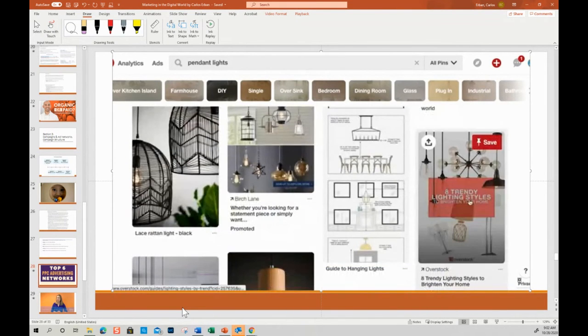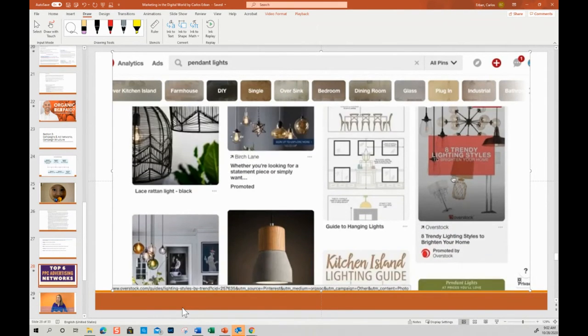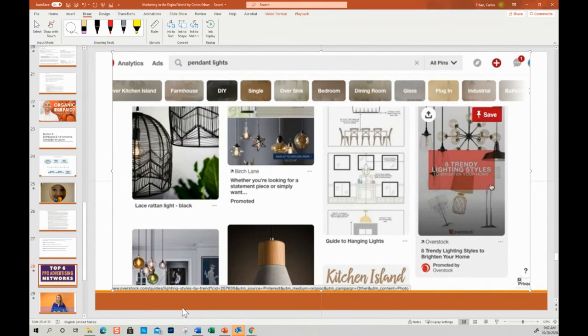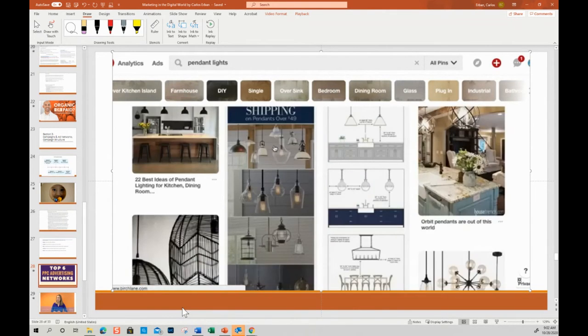Right here, Overstock: 8 trendy lighting styles to brighten your home. They're incorporating content into their promoted pin strategy. It's promoted by Overstock, and I could see trendy lighting styles. If I'm not sure what I want for my home, I can click through this. Great ad here as well. So Pinterest ads are a great PPC advertising platform.